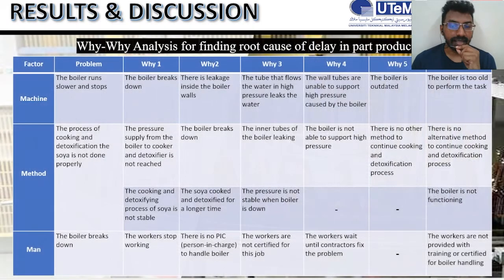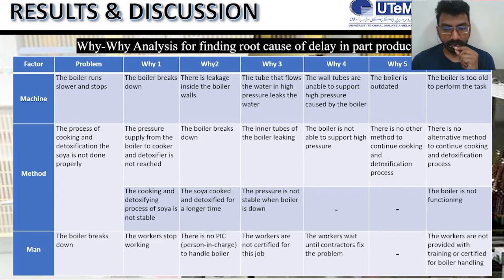Next, in the Why-Why analysis, we determine more of the root cause for the delay in the machine based on the initial findings of the fishbone diagram. Hence, the selected factors such as machine, method, and man are listed with their problems. In machine, the boiler, which is the equipment selected, often stops because there is leakage in the tubes of the boiler which flows the water. This is because the boiler is too old to be used.